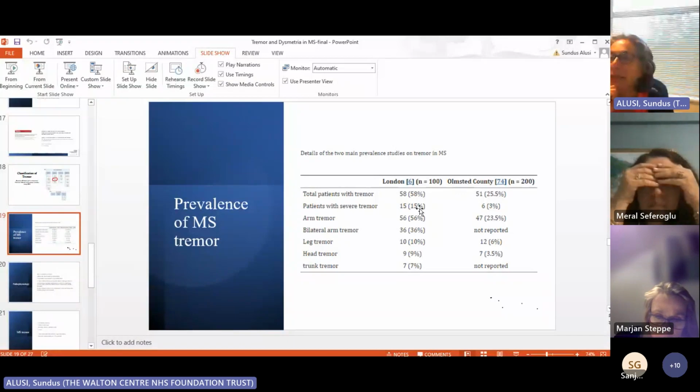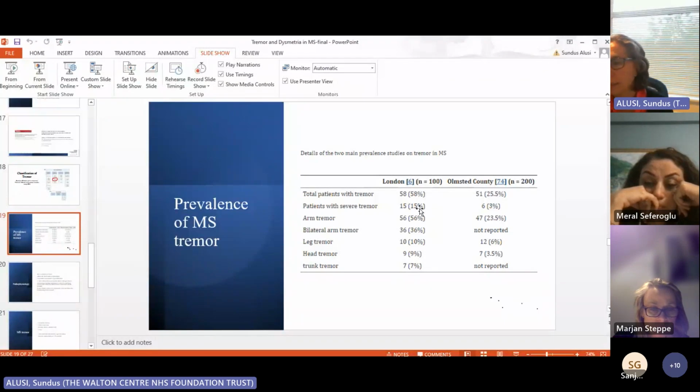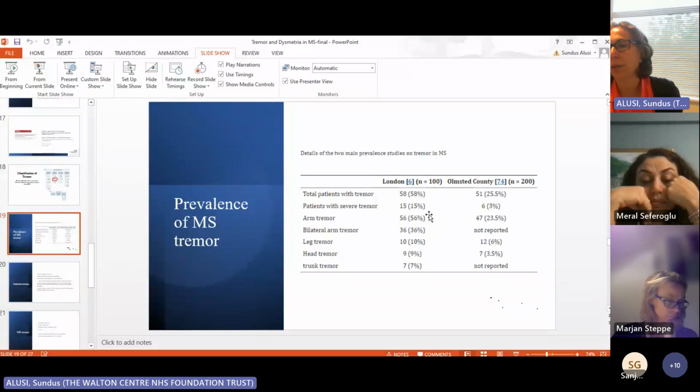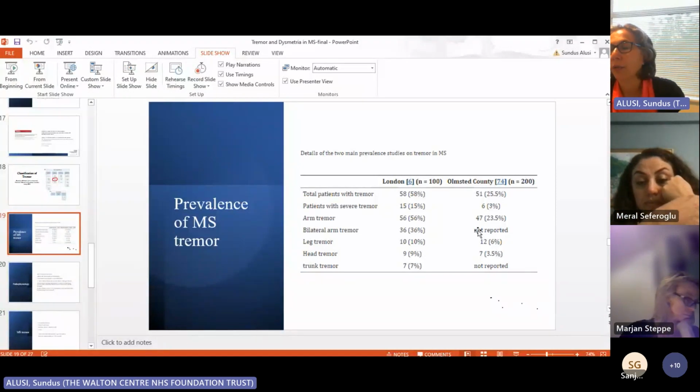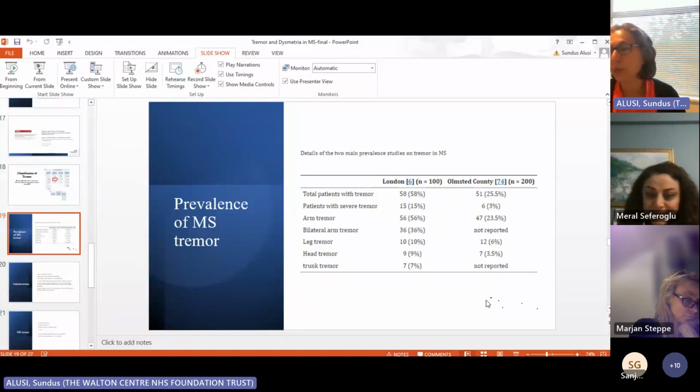And then there's this very nice study actually, which was in Olmsted County, looking at the community group with MS. And you can see this is obviously much lower because this includes the relapsing remitting patients and patients who are asymptomatic. And this showed a 25% prevalence. Again, arm tremor was present in the majority. Leg tremor, they actually got 6%, and head tremor. They did not report on trunk tremor. But please remember to look for trunk tremor. It's most disabling.